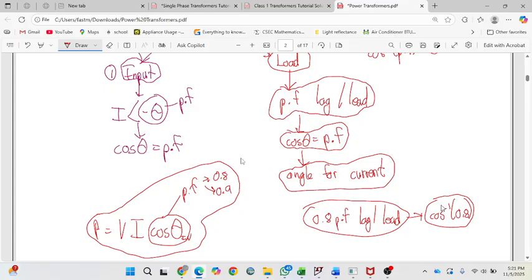If they give you the angle for the input, most of the time you have to convert that to the power factor, which is cos theta, because they're going to ask you so many questions to calculate the efficiency. Okay, any more questions?